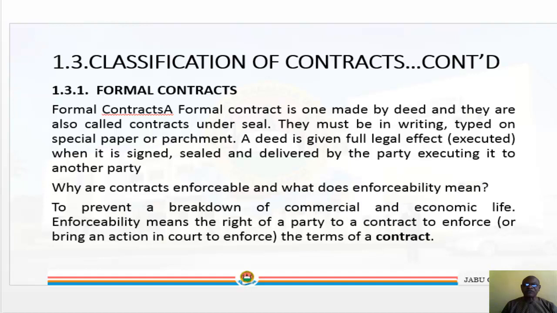Why are contracts enforceable, and what does enforceability mean? To prevent a breakdown of commercial and economic life, enforceability means the right of a party to a contract to enforce or bring an action in court to enforce the terms of a contract.